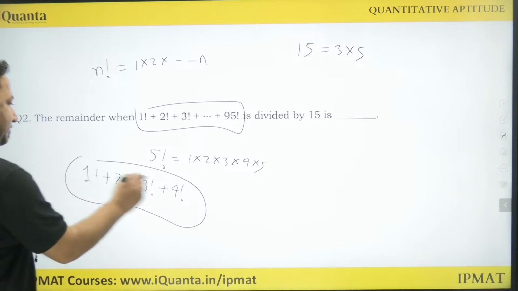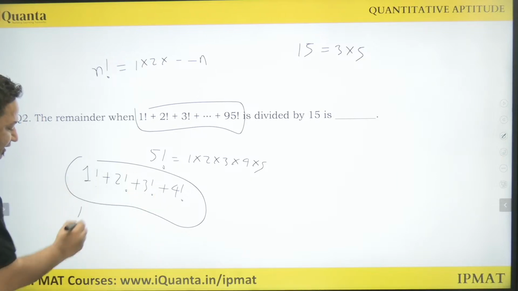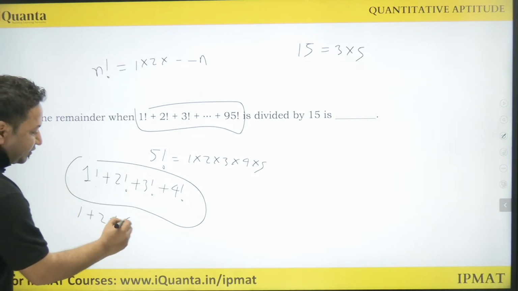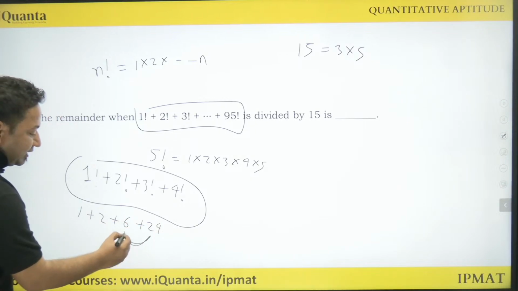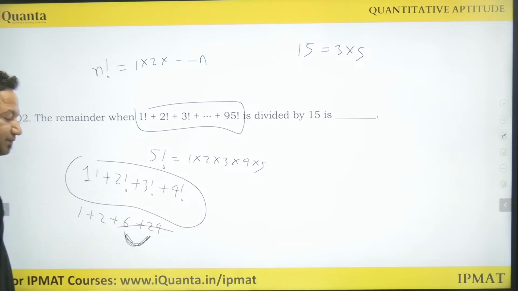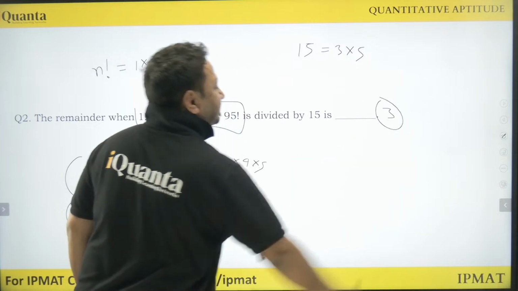Cool. So let us do that. Factorial 1 is 1, factorial 2 is 2, factorial 3 is 6, factorial 4 is 24. Divide by 15. As you can see, 6 plus 24 is 30. This gets cancelled. The only thing left is 3. The answer is 3. Clear?